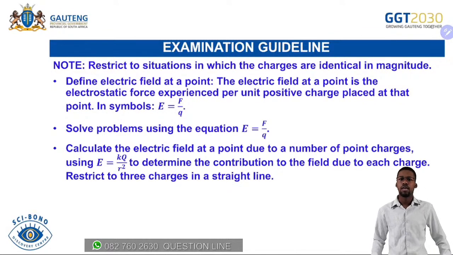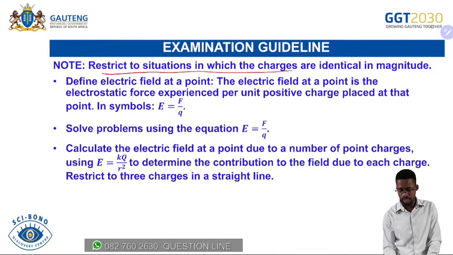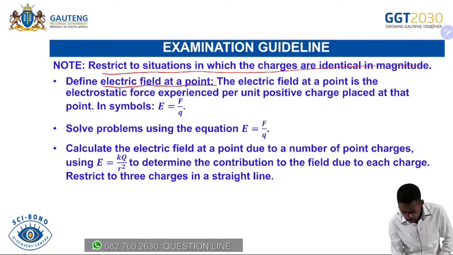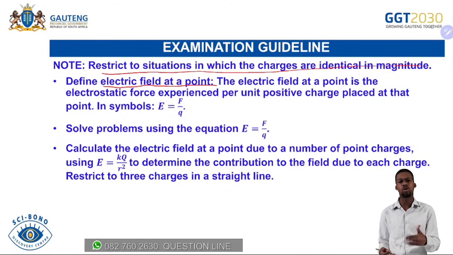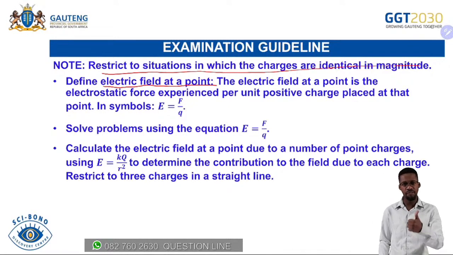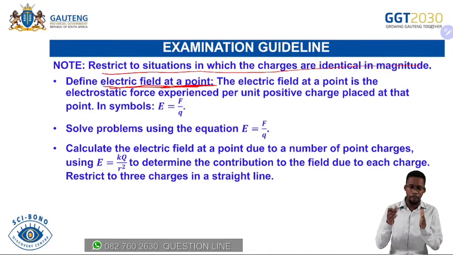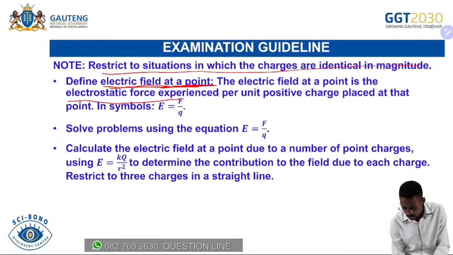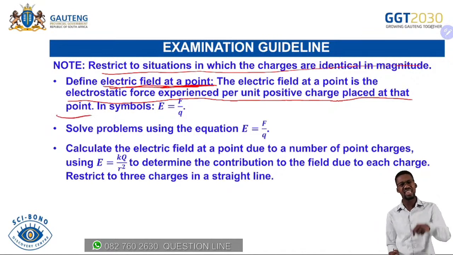Let's move on. The exam guideline then stipulates that we restrict to situations in which charges are identical in magnitude. Then it continues to say define electric field at a point. So there are two definitions that you need to make sure you can recall. They must be embedded in your mind: electric field, and electric field at a point. So define electric field at a point the way it appears in the exam guideline. It tells you that electric field at a point is the electrostatic force experienced per positive charge placed at that point.